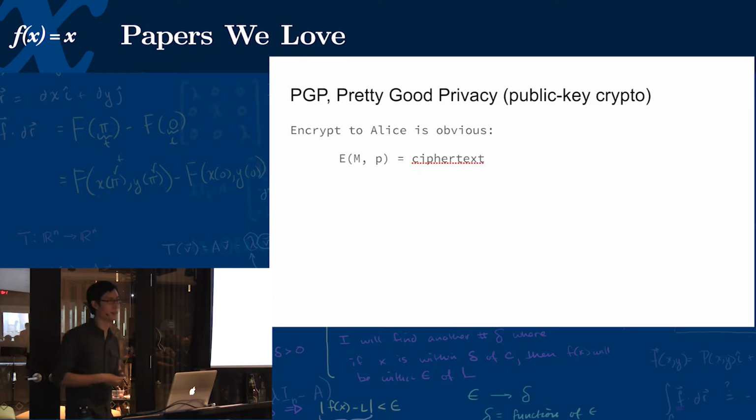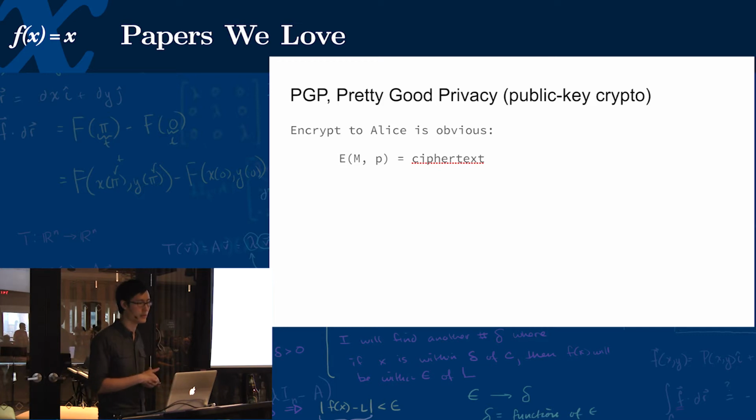Suppose that Bob wants to send something to Alice encrypted, so Eve can't understand what's going on. The way that Bob would do this is that he would look up Alice's public key and then run it through this encryption function and produce the ciphertext and then send that to her. So that might go inside of email.